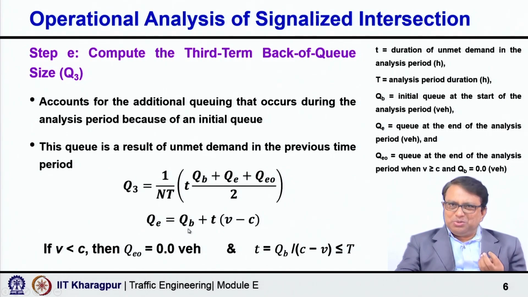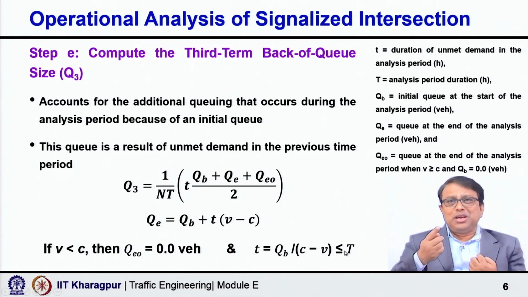So, you started with QB, your arrival rate is lower than your capacity discharge, and small t is the duration of unmet demand in the analysis period. So the duration of unmet demand is less than the analysis period. If your analysis period is 15 minutes and your t is 10 minutes, then after 10 minutes there is no unmet demand, so the Q will vanish. At the end of this analysis period you will not get any Q. So this calculation is valid, it will be QB minus QB equal to 0.